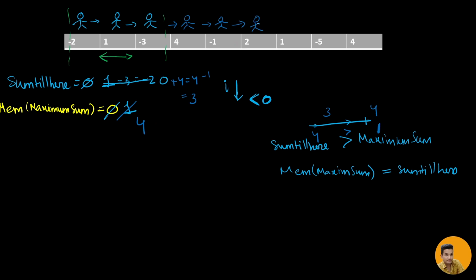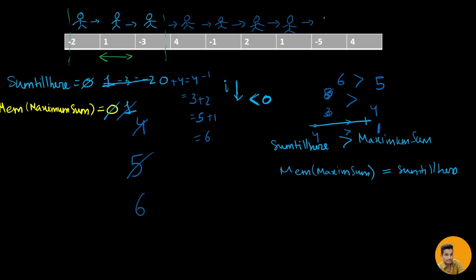We'll move forward. This is 2 now, so 3 plus 2 is 5. Sum till here is 5 and maximum sum is 4, so sum till here is greater. We will change the maximum sum to 5 and move forward. Now this will be 1, 5 plus 1 is 6. You see here, sum till here is such a great warrior. It is making our maximum sum increase. Now sum till here is 6 and maximum sum is 5, so sum till here is greater. Maximum sum will become 6.